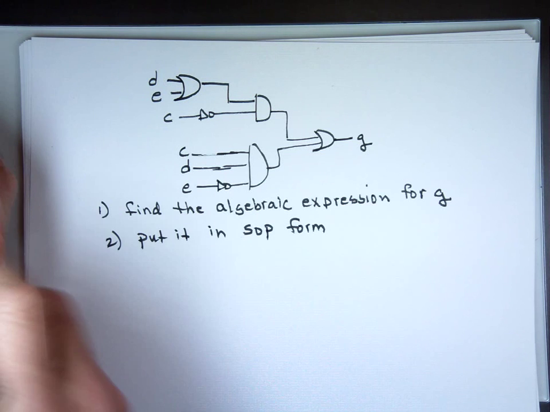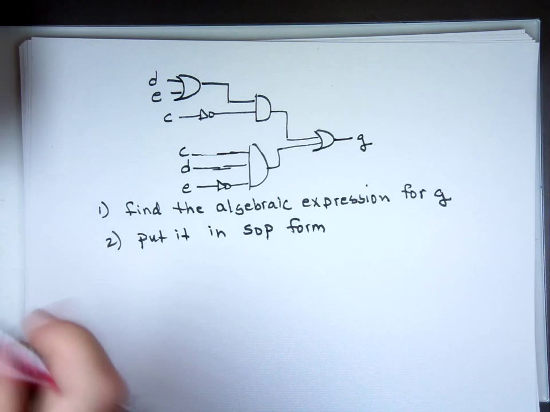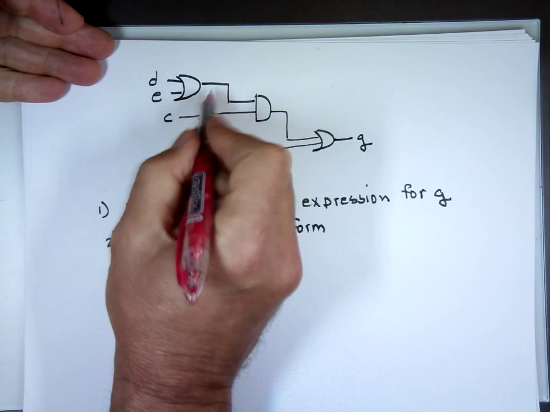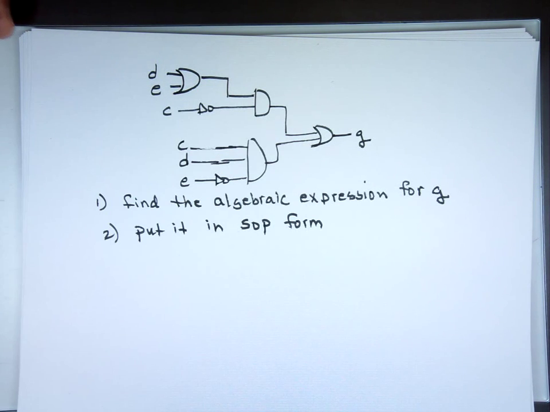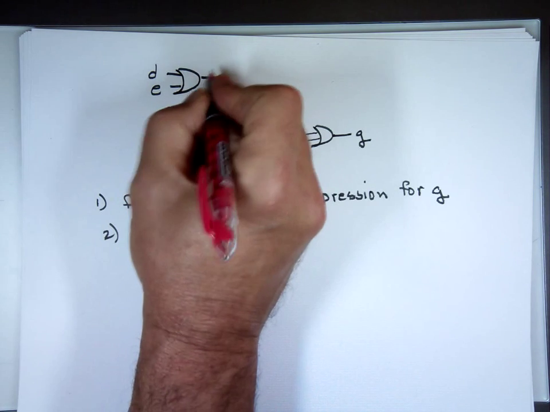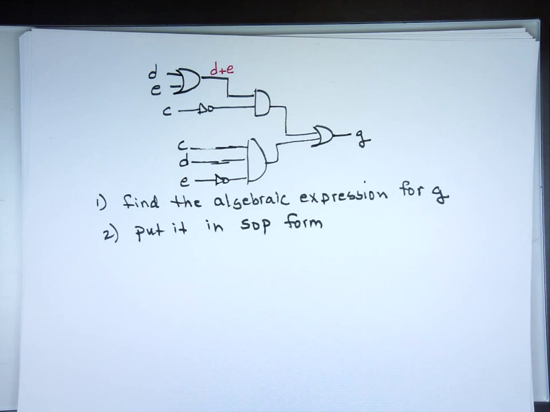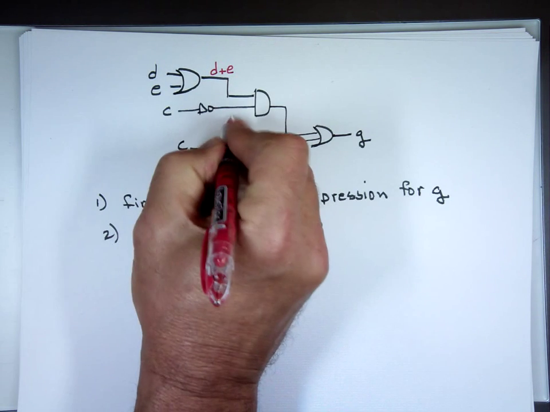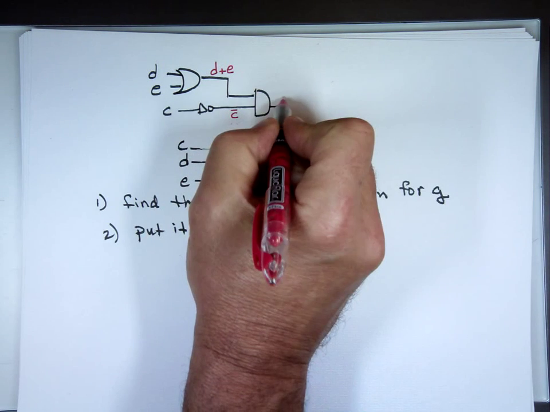So let's follow it and see what's going on. What do we have here? What's the output coming out of this gate? What is it? How about D plus E, right? That's an OR gate. Take that answer. This is C bar here, right? So what are you doing coming out of this? So C bar times D plus E.